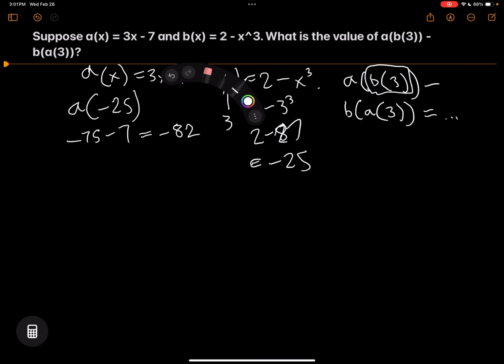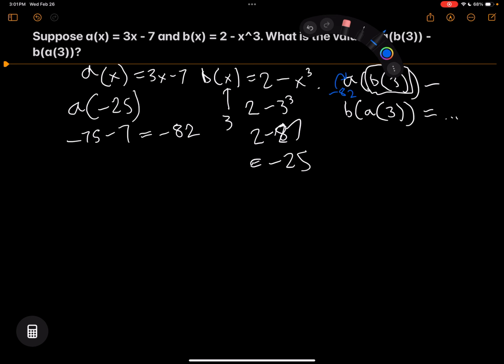Just going to note this down so we can put it to use later. This entire part is negative 82. Okay. So then we move on to the second one. We're going to use a similar method for the second part of this, b of a of 3.